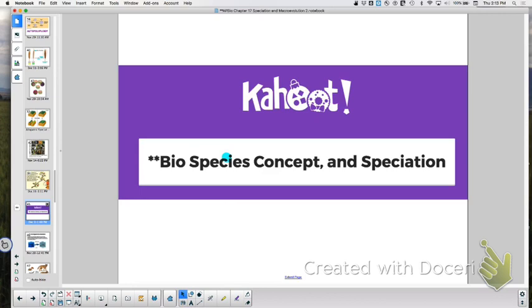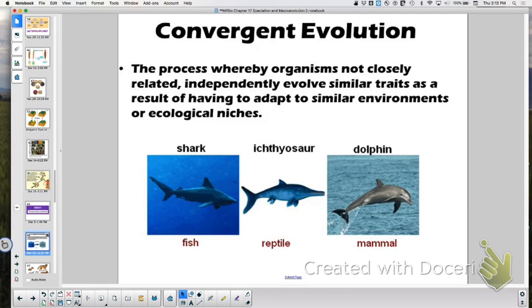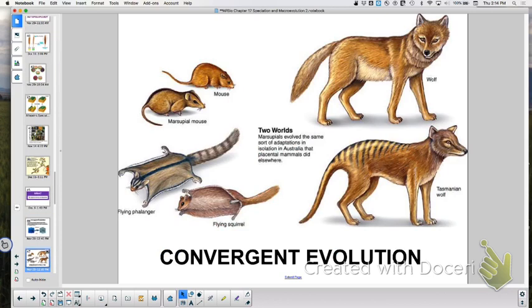All right. Next, convergent evolution. We hope that was fun for you. Youngest bio buddy, explain what that is. Organisms not closely related independently evolve similar traits as a result of having to adapt to similar environments or ecological niches. All right. So what would you call these structures when it's the same structure but they're not related? Analogous structures. Oldest bio buddy, here's yours.